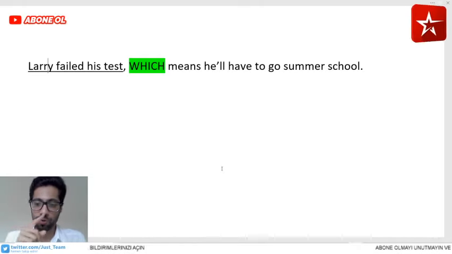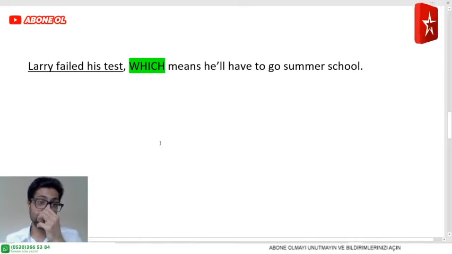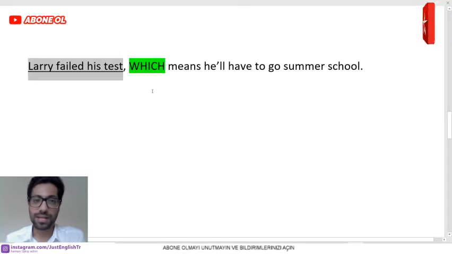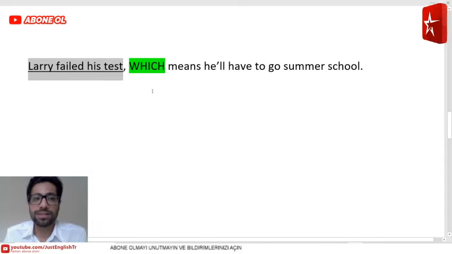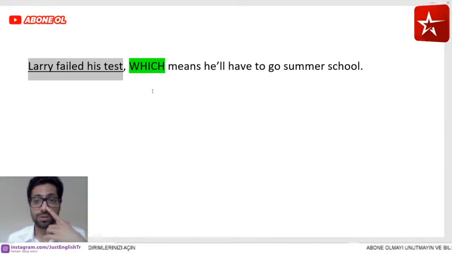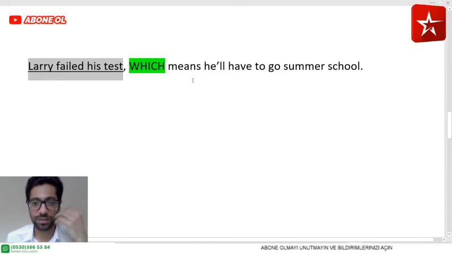So we can put "so." "For example" we cannot put, because "which means" is trying to explain the sentence. What will happen if Larry failed his test? If Larry failed his test, he'll have to go to summer school. This is just like explaining the result.